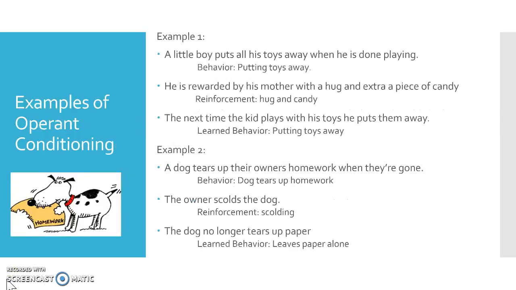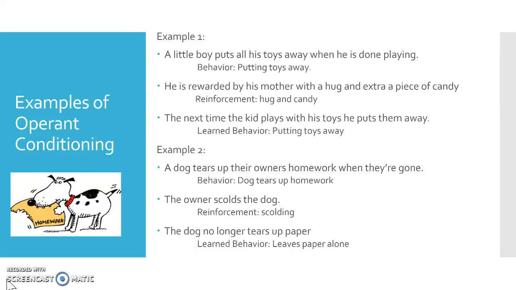Now we have two examples of operant conditioning. Example 1. A little boy puts all his toys away when he is done playing. The behavior is putting the toys away. He is then rewarded by his mother with a hug and an extra piece of candy. The reinforcement is the hug and the candy. The next time the kid plays with his toys, he puts them away. So therefore, there is a learned behavior, which is putting the toys away.